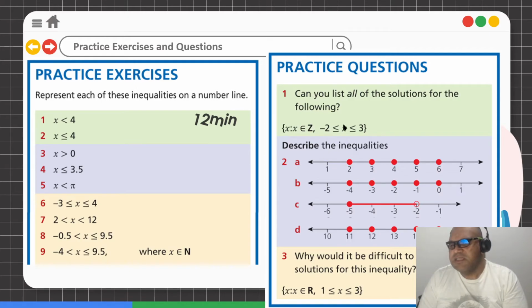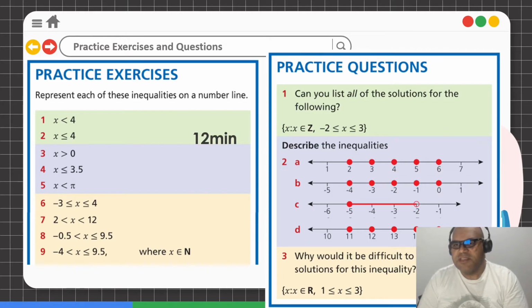Is any number in this group, -2 less than X, less than or equal to 3. And the way we represent this, be sure to describe these inequalities. I give you the graph, you write the inequality over here. How do we write that? Remember, here we have just dots, and here we have a number line. We have a difference over here. And why would it be difficult to give the solutions for this inequality? What do you think? Is it difficult or is it easy? Let's think about it. Great, guys. Work on this.